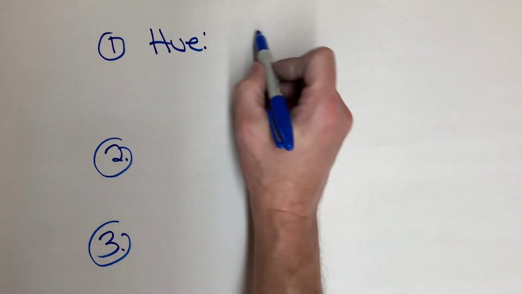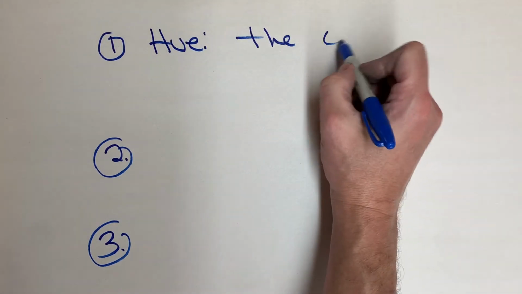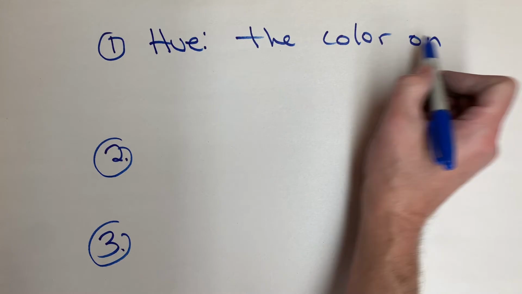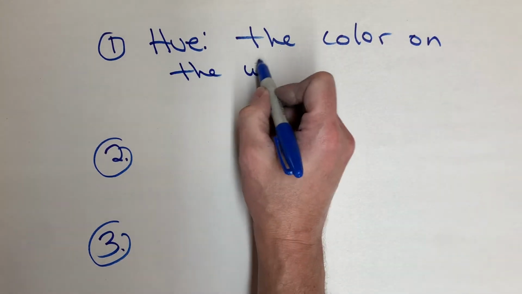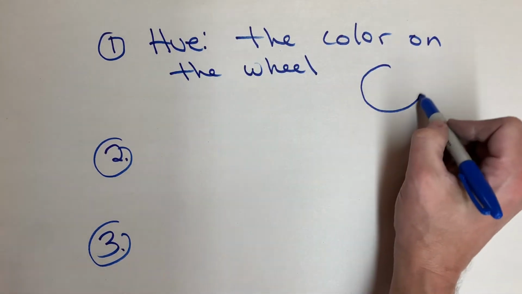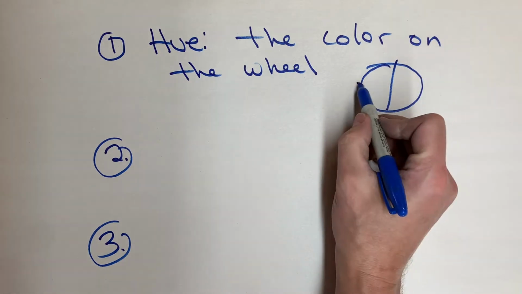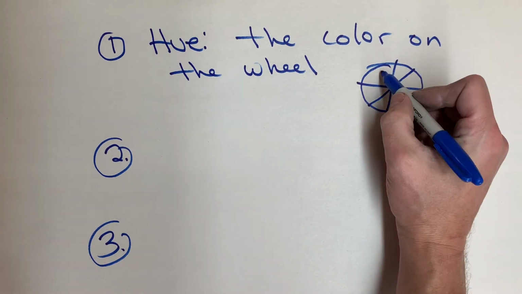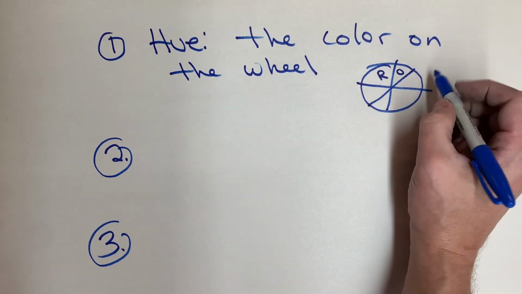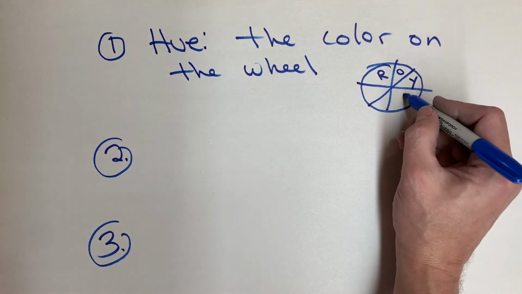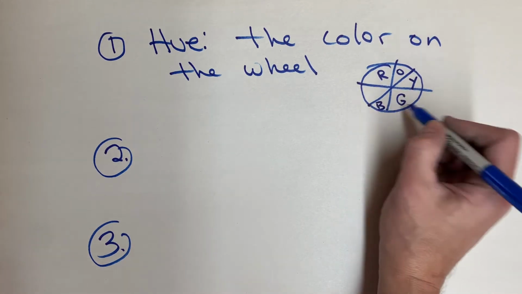The average human eye can distinguish between about 10 million colors. That's pretty impressive, although they're only different in 3 specific ways. The first of these is called hue. It's the color we normally associate with the color wheel. For example, red or orange or yellow or green or blue or purple or violet.